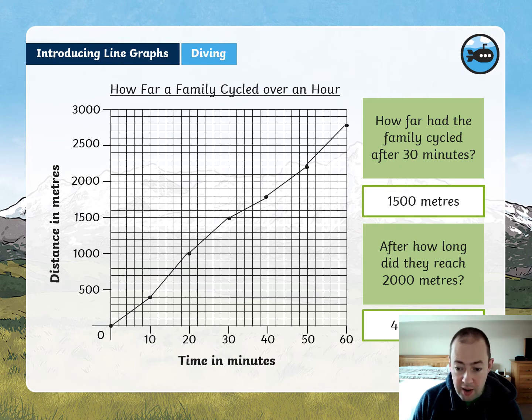So it works both ways. I can look up along the bottom, I can look up along the side, as long as I then use a ruler or look straight across to the line and then look straight down, or look straight up and then across. Must be in a straight line though.